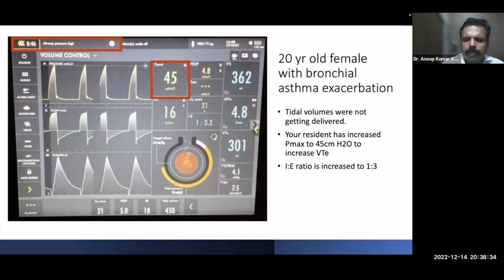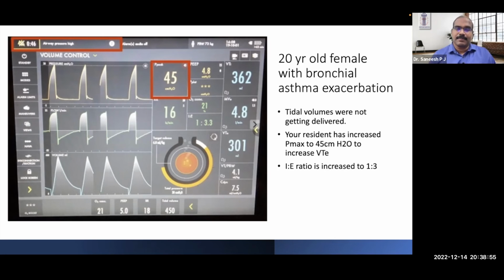If it is because of airway obstruction, and even after taking out the secretions and appropriate bronchodilator therapy, that is a situation where we have to keep the Pmax high. And whether this is advisable, Dr. Saneesh will explain. So what the resident has done, is it correct or not? During volume control ventilation, if your pressure peak touches your Pmax, then check the Pplateau values.